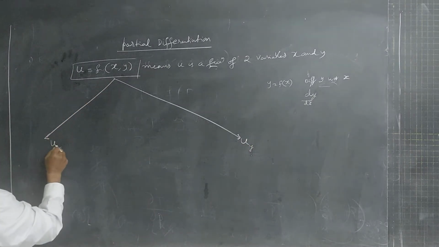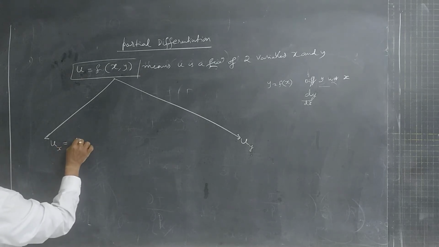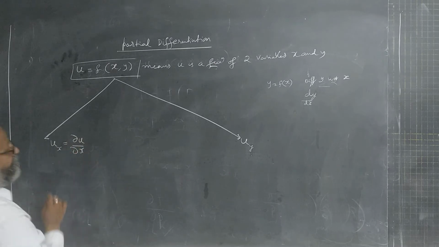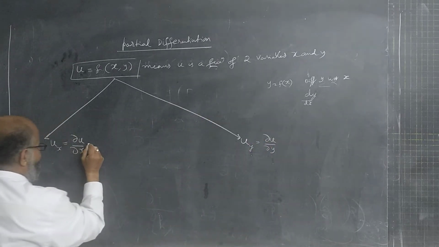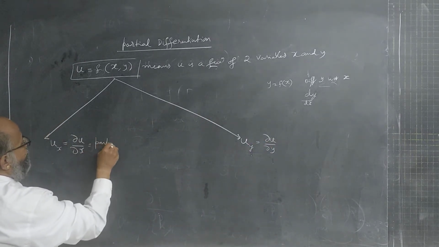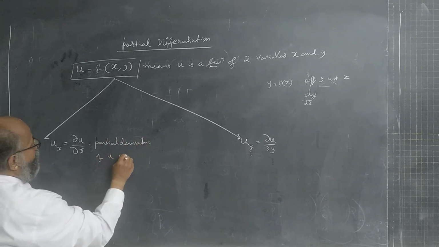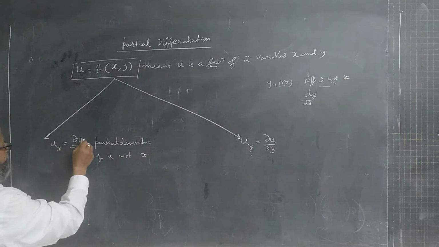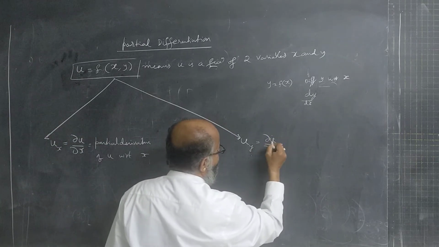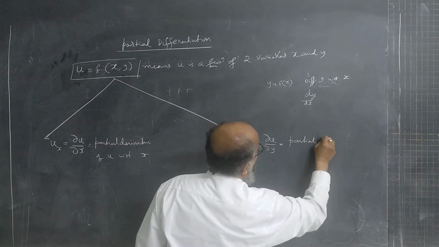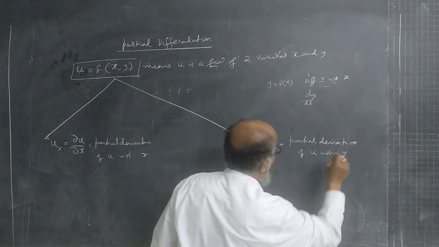When you differentiate u with respect to x, we get a quantity called ux. Another symbol for ux is delta u by delta x. Similarly, uy means delta u by delta y. The meaning is that ux is the partial derivative of u with respect to x, or partial differentiation of u with respect to x. Similarly, uy means delta u by delta y, which we call the partial derivative of u with respect to y.